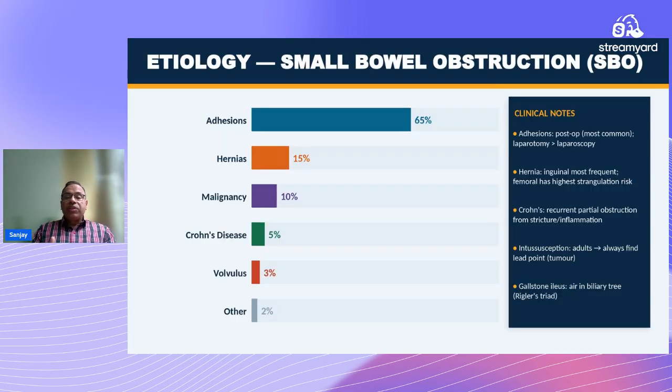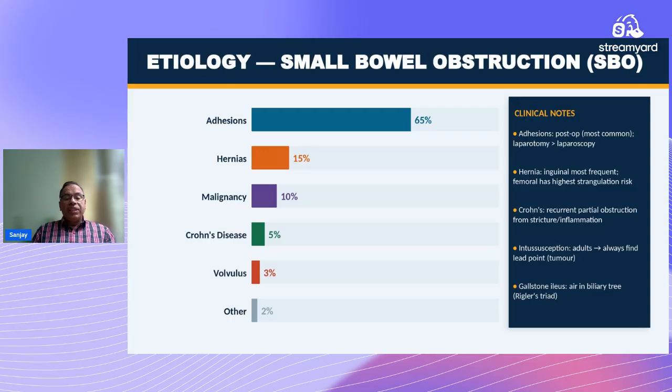Now, this is a percentage wise, especially in small bowel obstruction etiology. We have already seen this fact that adhesions together account for about 65% of cases. Hernias would account for about 15%: inguinal, paraumbilical, and congenital inguinal hernias, as well as femoral hernia to a lesser extent. Malignancies are not so common in small bowel obstruction, but they also account for about 10%.